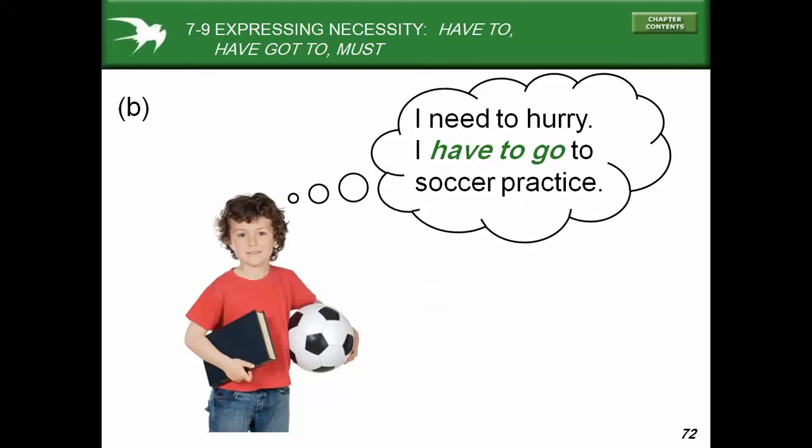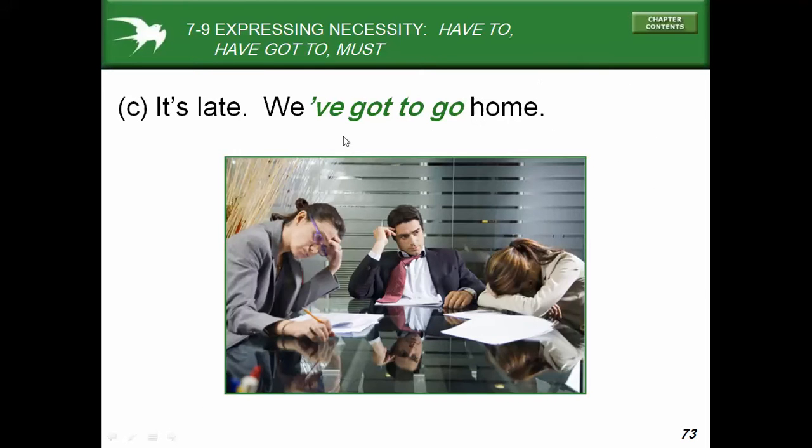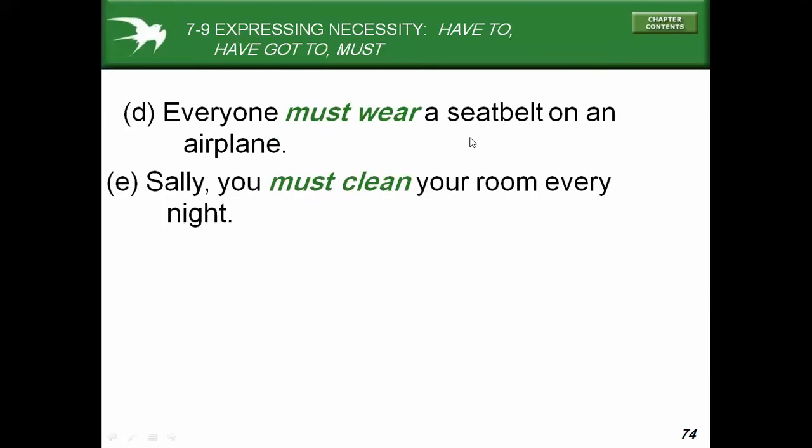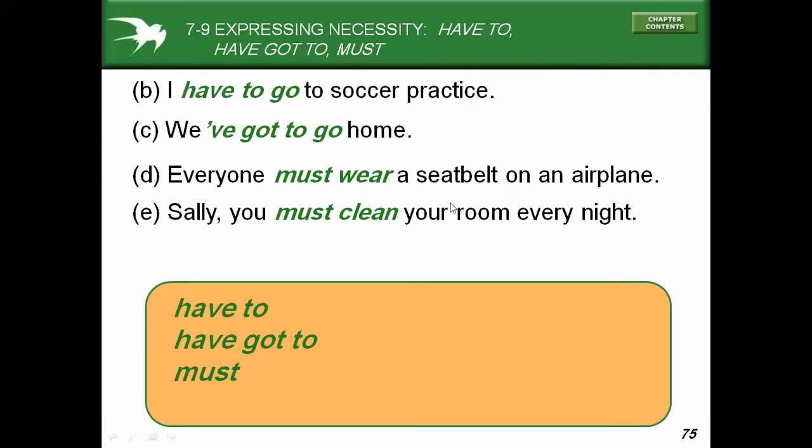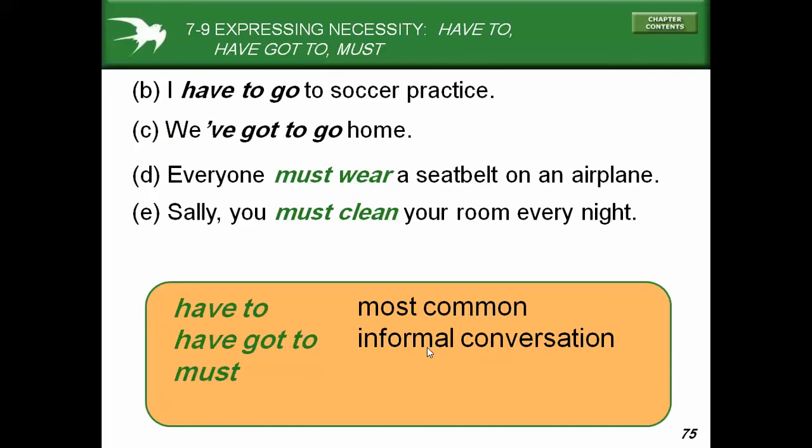Something is necessary. I need to hurry. I have to go to soccer practice. We have got to go. We've got to go. Necessity. Everyone must wear. You must clean. So the most common is have to. Have got to is informal, and must is used in written instructions.